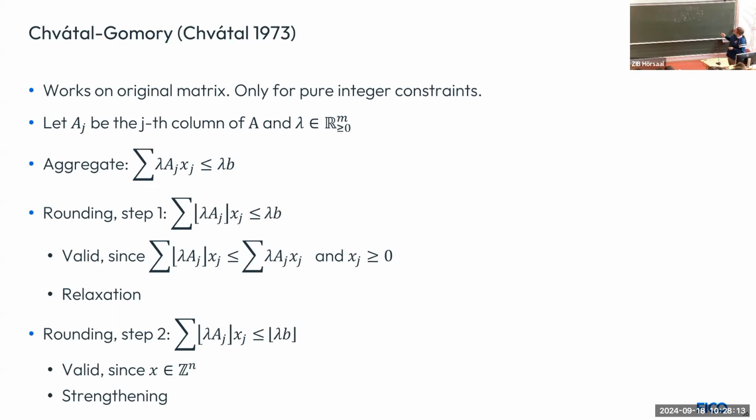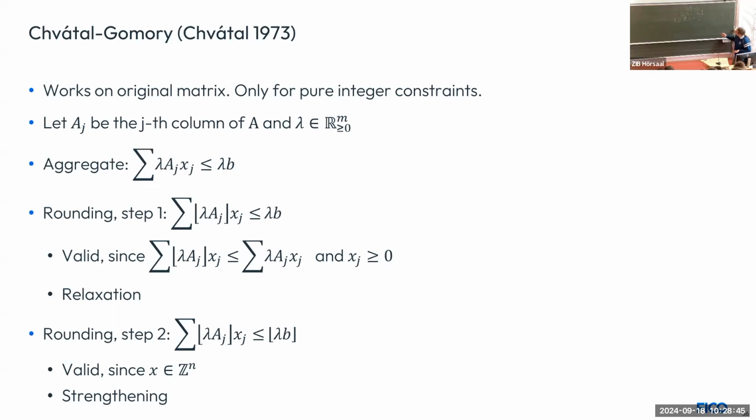We aggregate parts of the original matrix. So we do a convex combination, with lambdas greater or equal 0. And then we do a couple of steps. So aggregation of valid inequalities gives a valid inequality. Then we round on the left-hand side. This is a relaxation of the original problem. So it's less strict. This inequality is less strict than this inequality. So it's valid and redundant.